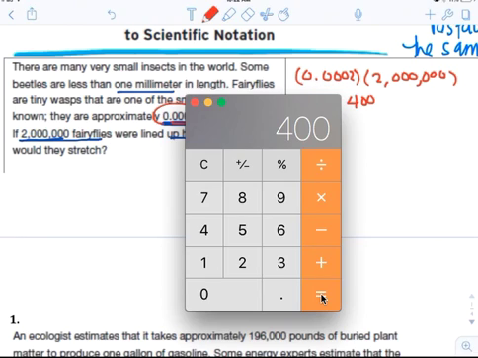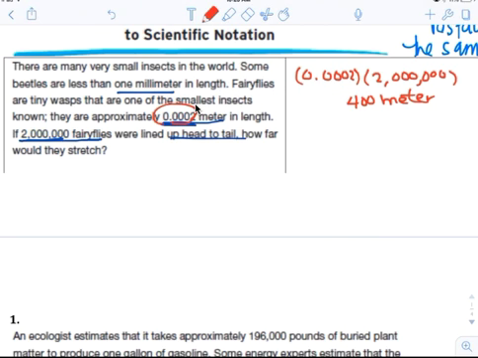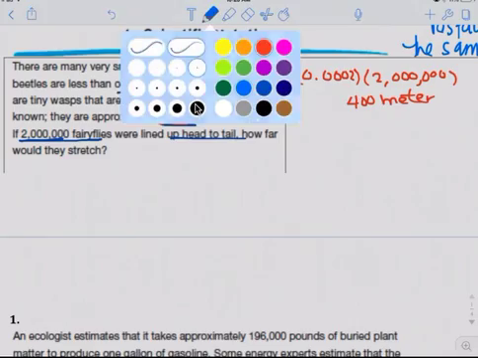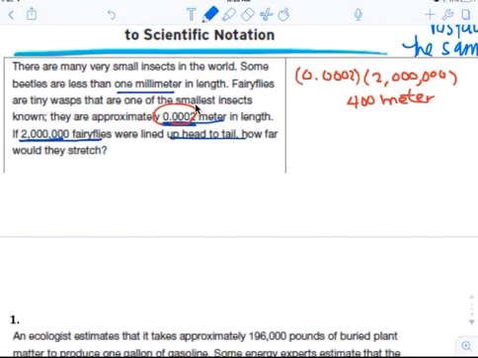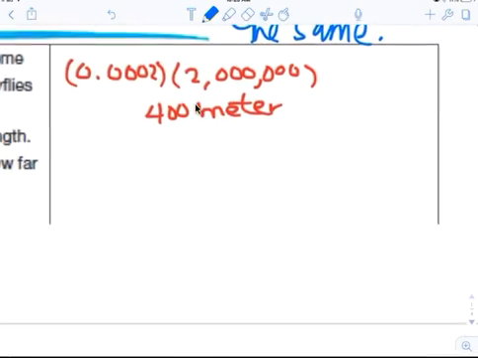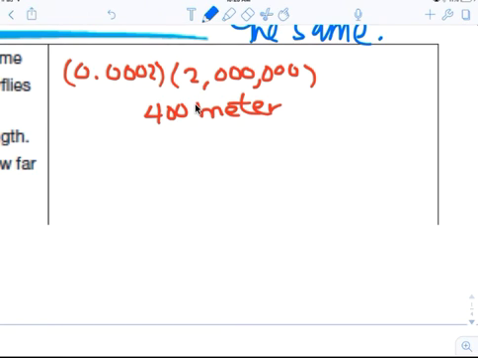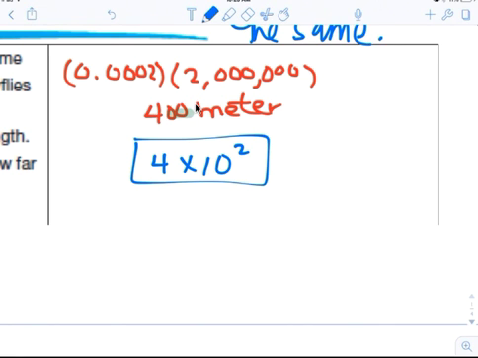400 meters. Now, if they want your answer in scientific notation, you would put the decimal right here, because on your test, they will ask you for the answer to be in scientific notation. So it's 4 times 10 to the second, because there's 2 numbers after that. Okay? And that's your answer.